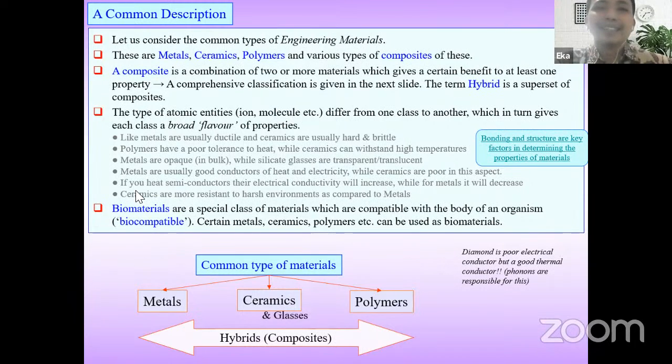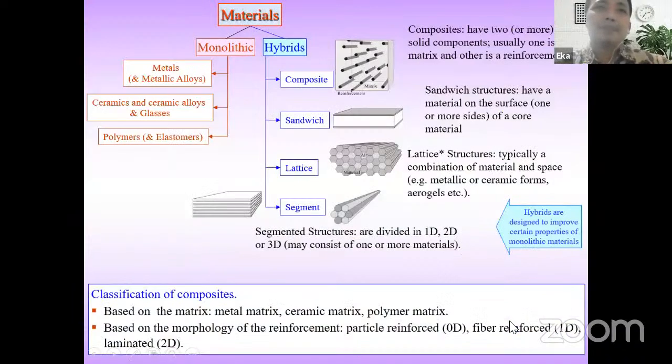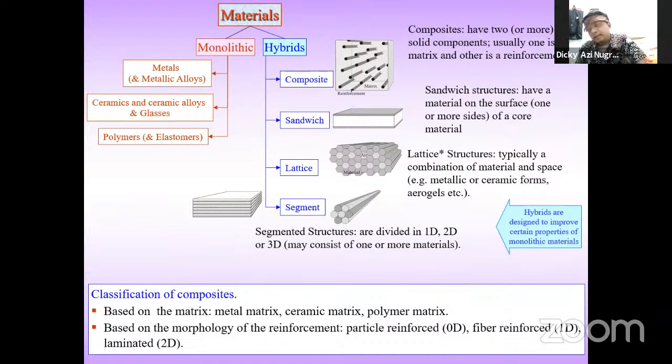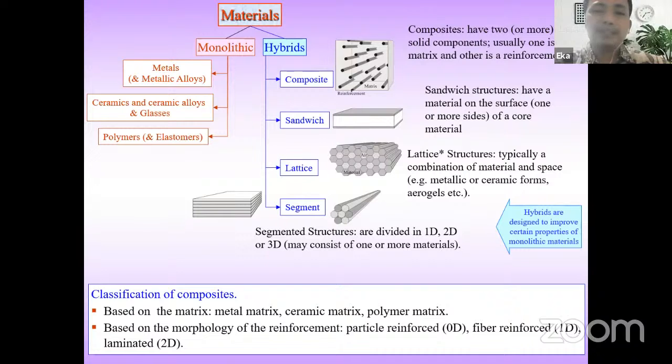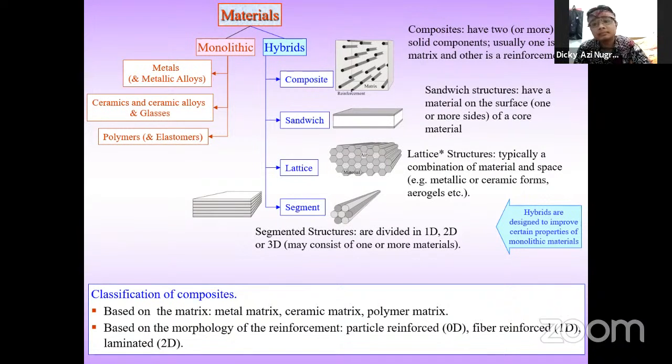Okay, so continue. For materials, there are composite, sandwich, lattice, segment, and also what we now call alloy. What is alloy? It's made from a lot of metals. So the mixture of the metals will form an alloy.